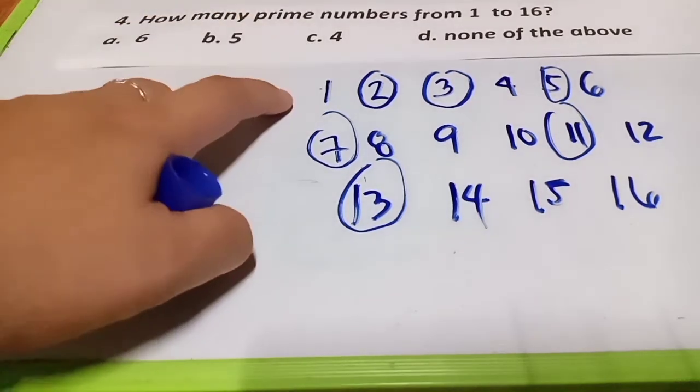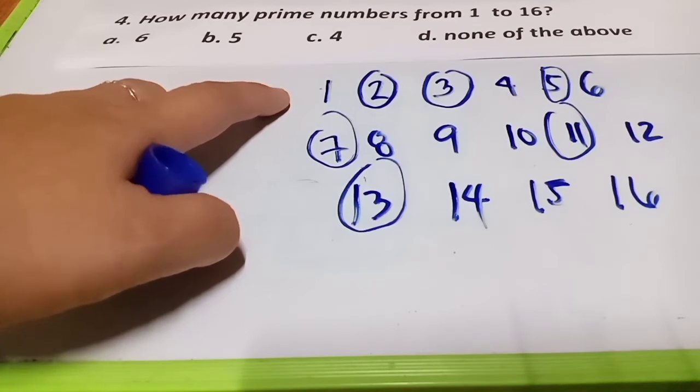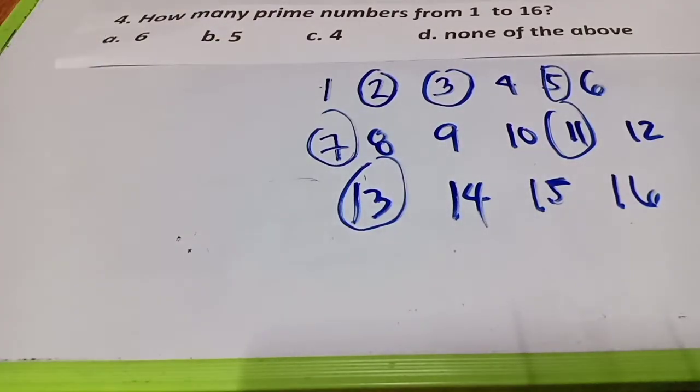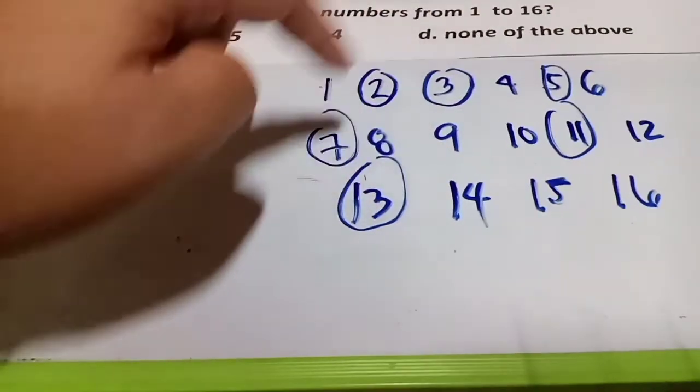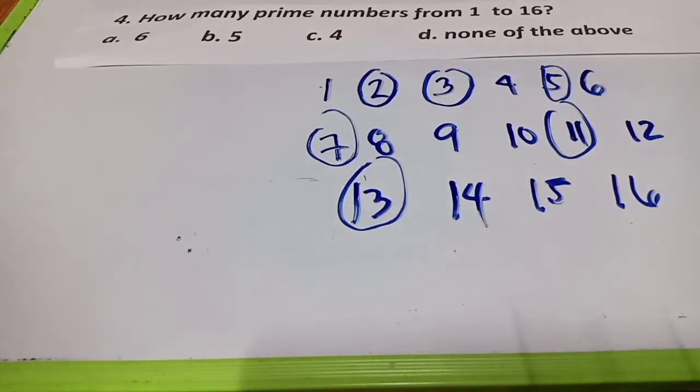Do you consider 1 as a prime number? No, we cannot consider 1 as a prime number because it is always just 1 times 1, and 0 times 1, or 1 will be undefined. So this will not be considered a prime number. So 1, 2, 3, 4, 5, 6. The answer is letter A.